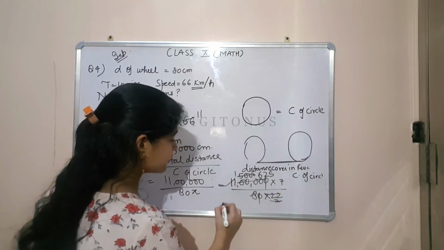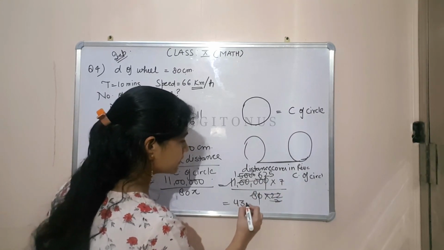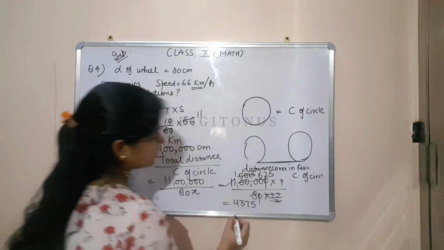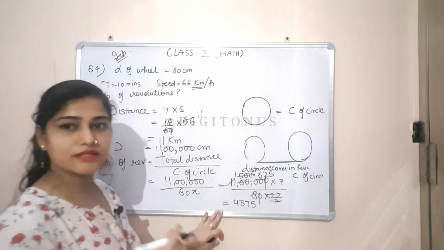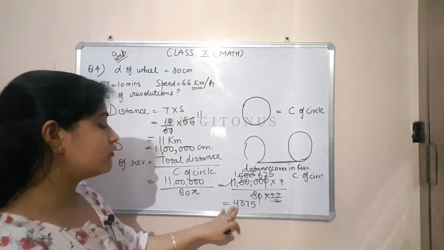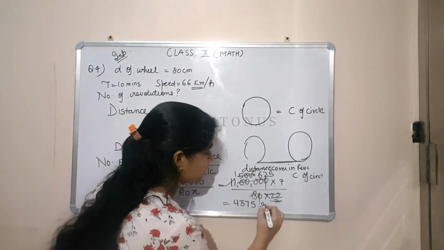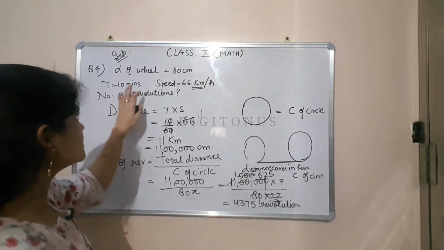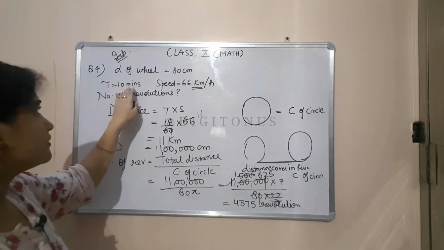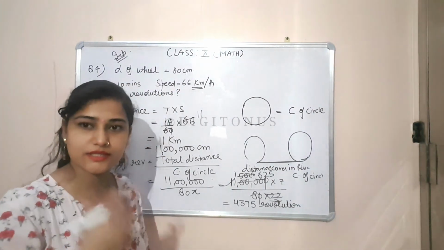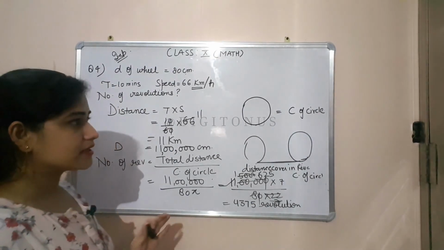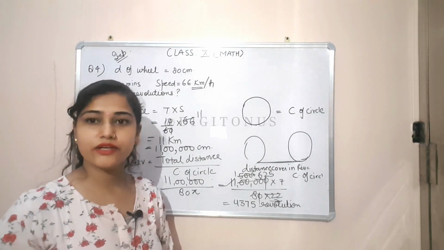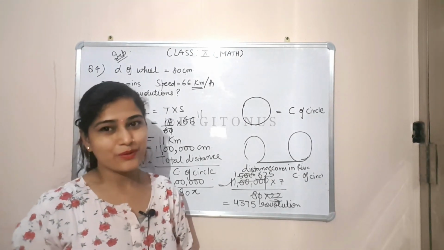And 625 into 7 is 4375. It means, how many revolutions does each wheel take? 4375 revolutions will be taken to complete the distance which it will cover in 10 minutes at the speed of 66 km per hour. So these are the 4 questions of exercise 12.1, and in the next video we will cover exercise 12.2. Okay, thank you.